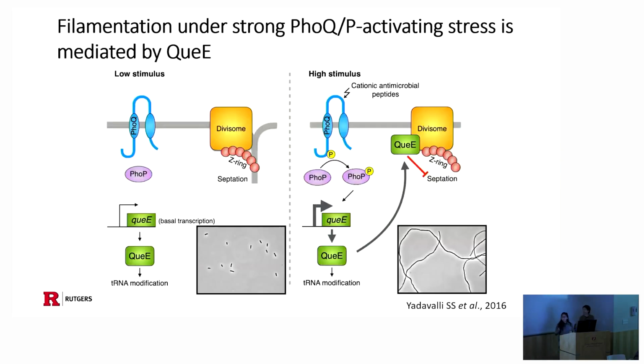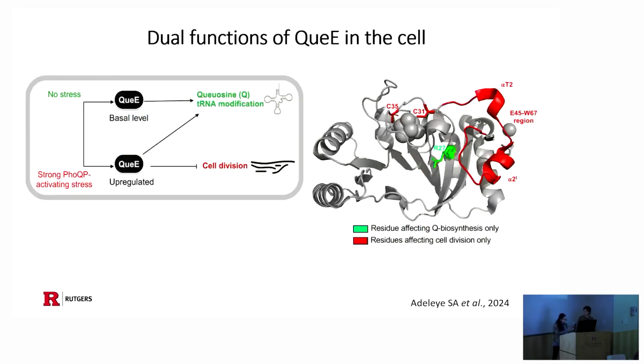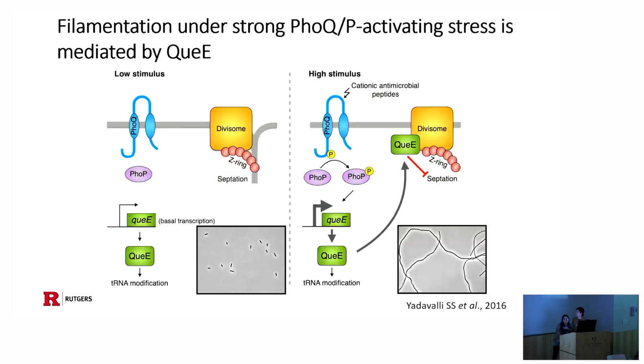So to follow up on what Madhulika has told us so far, when there's a strong activation of PhoQ, for example through the addition of antimicrobial peptides, that leads to a cascade of responses by increasing the phosphorylation of PhoP, and this results in an increase of QueE. This causes septation inhibition via divisome binding that leads to something called filamentation, here that you can see.